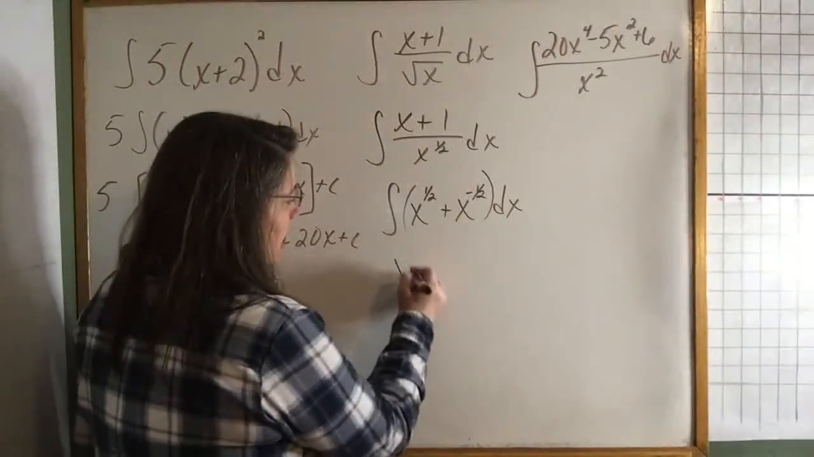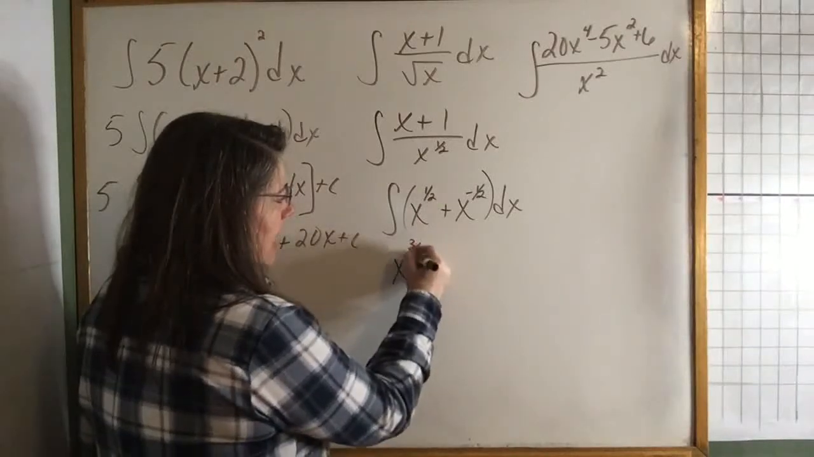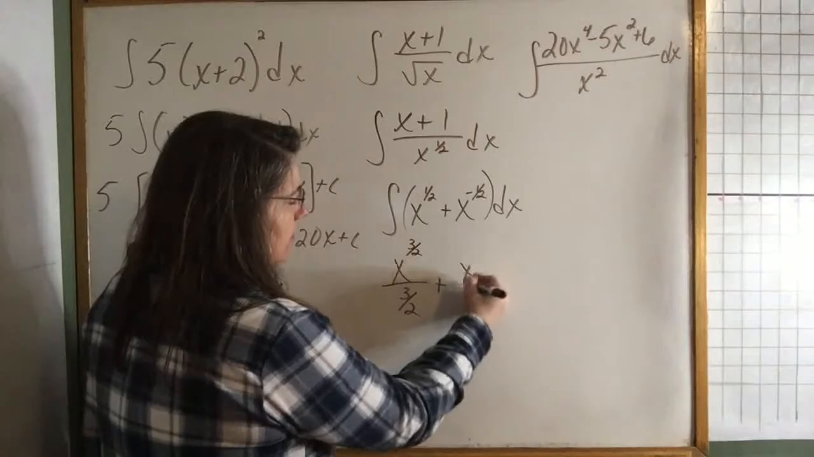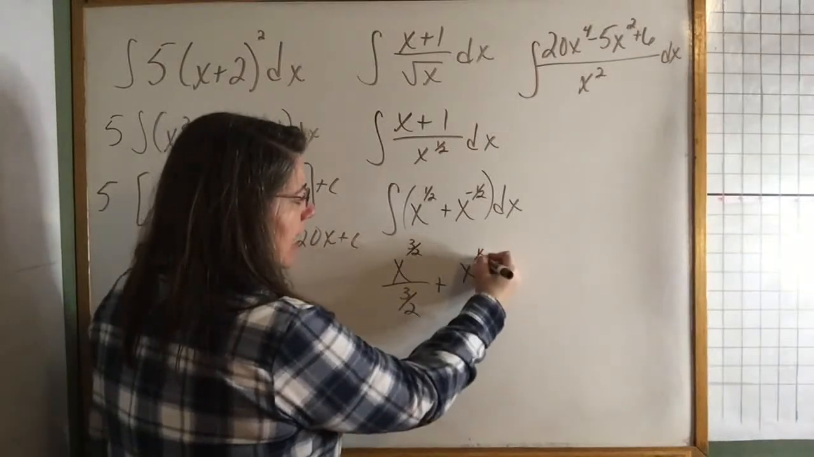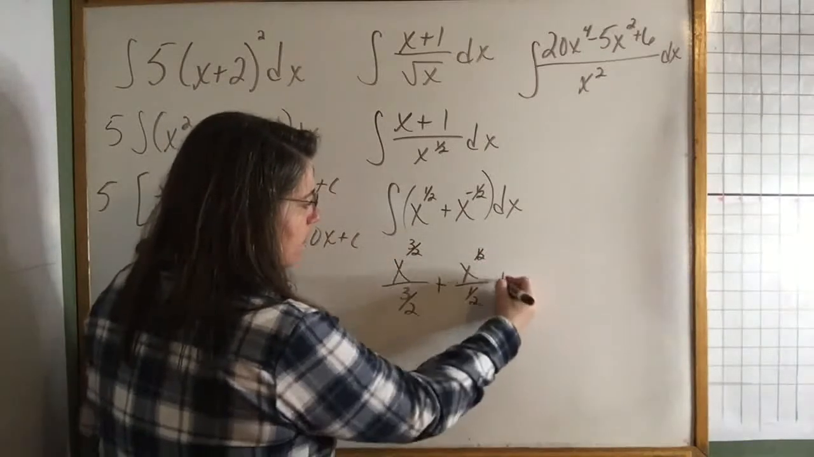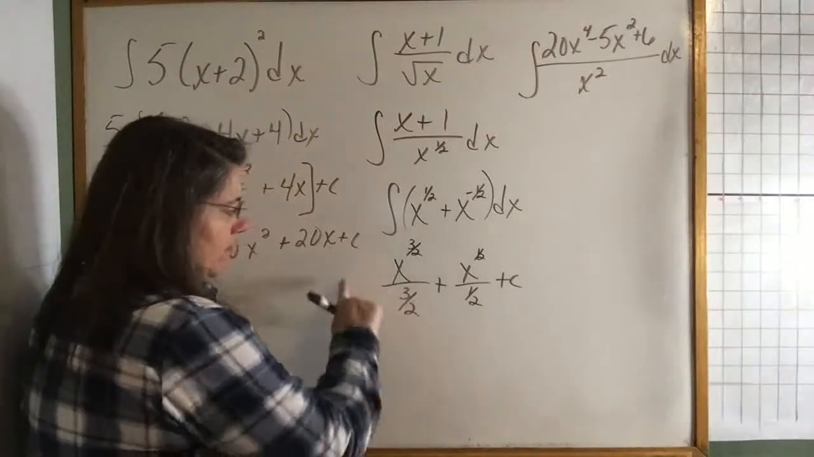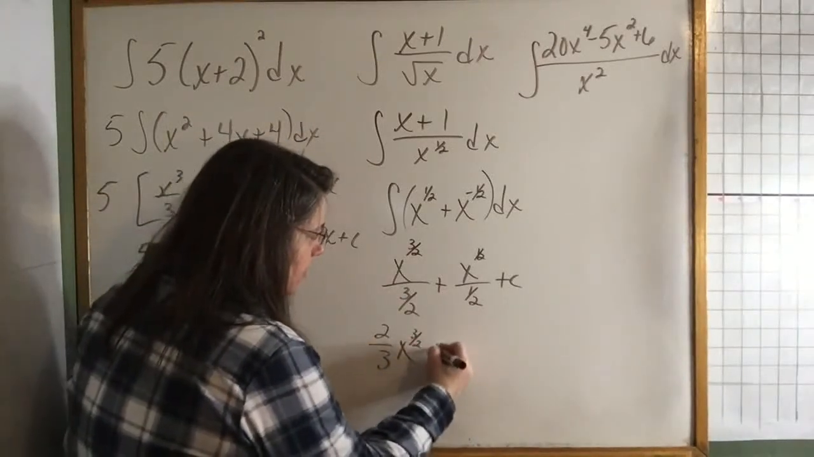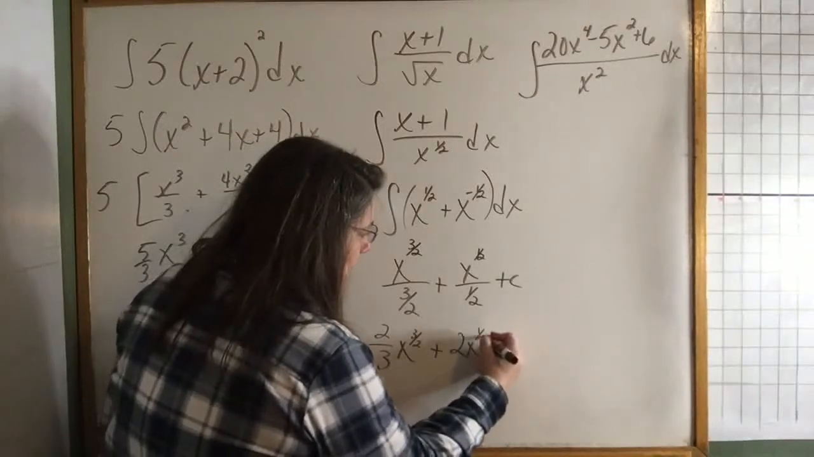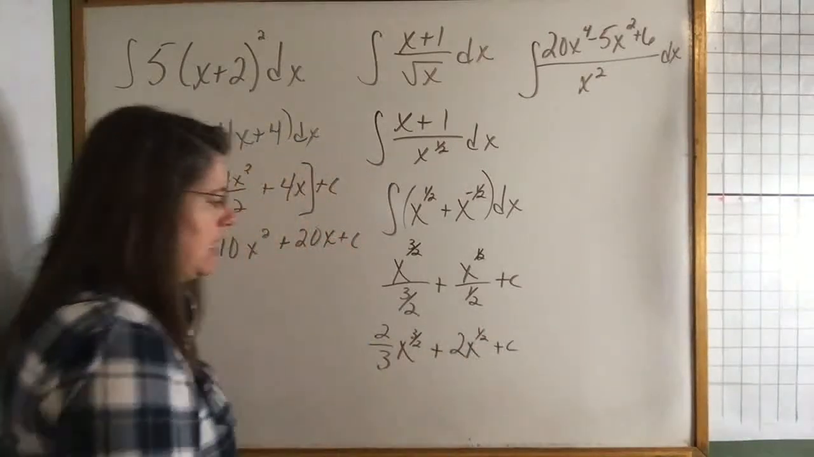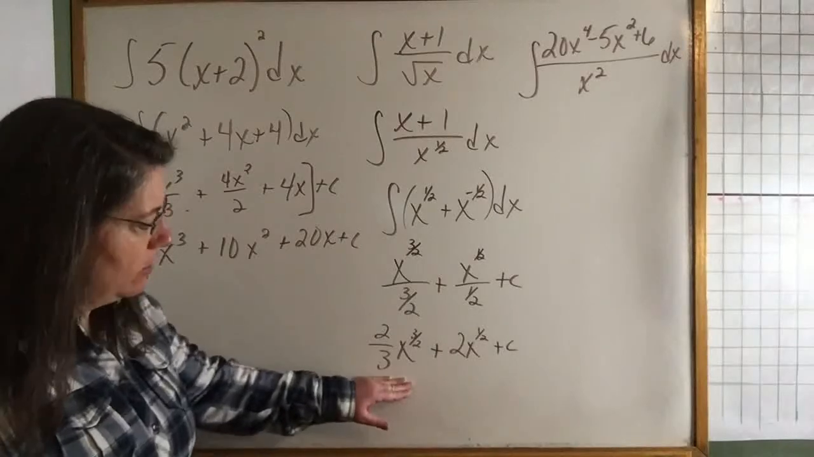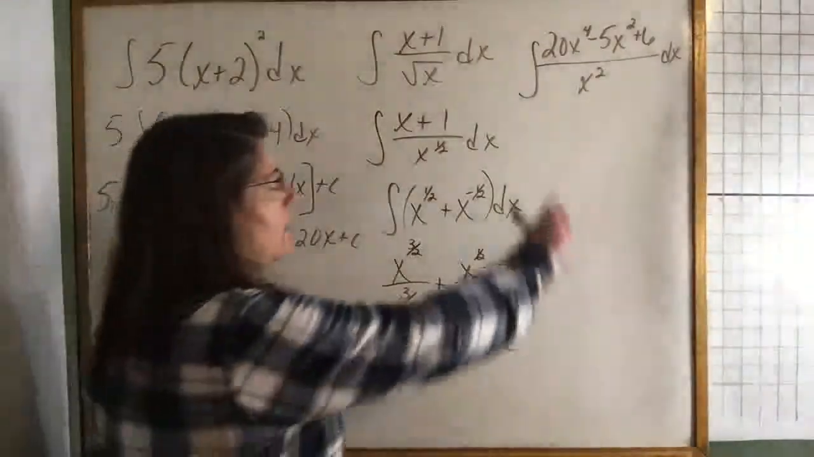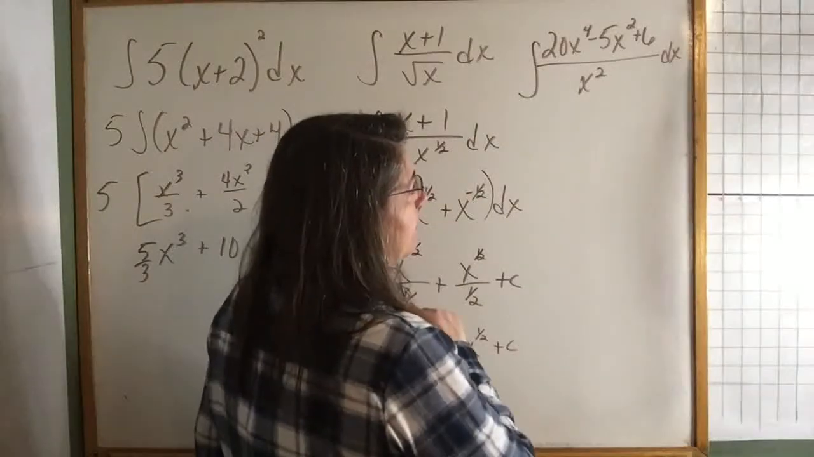That would be x to the 1/2 plus 1 is 3/2 over 3/2 plus x to the negative 1/2 plus 1 is 1/2 over 1/2. We need the plus c. If we invert and multiply, we have 2/3 x to the 3/2 plus 2x to the 1/2 plus c. You could convert those back to radicals if you want to. You could leave it like this. Either one is fine. Here's another example where we have to simplify first.